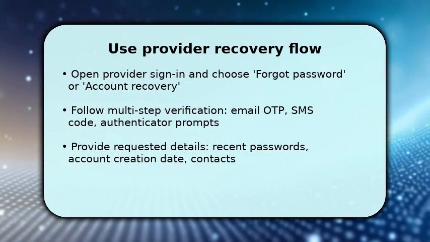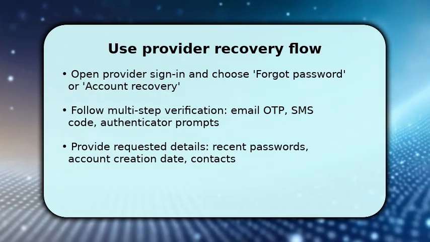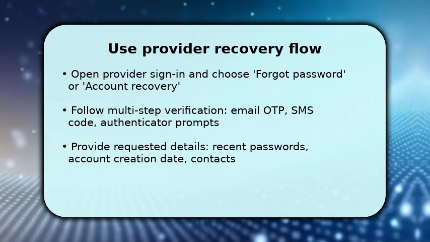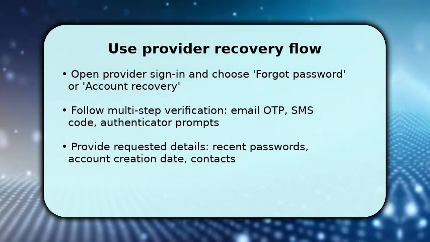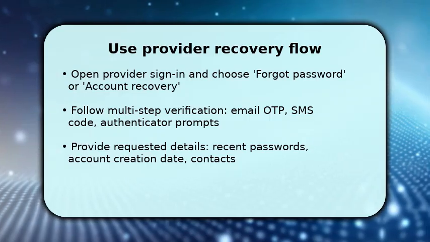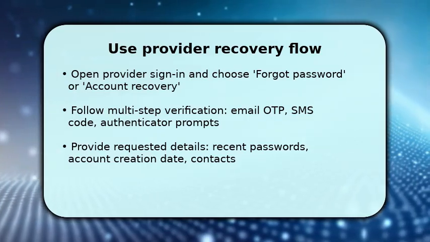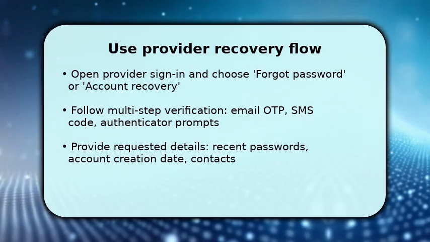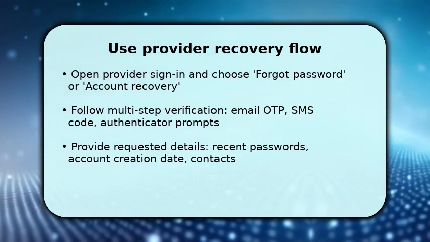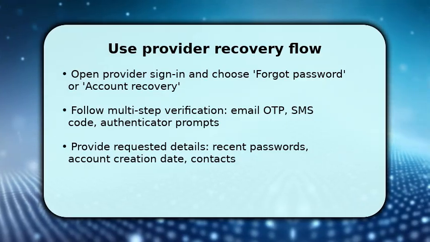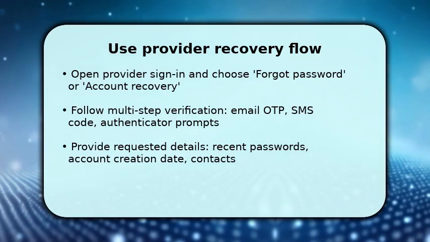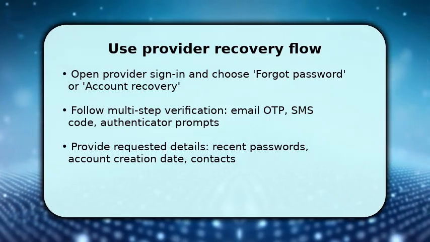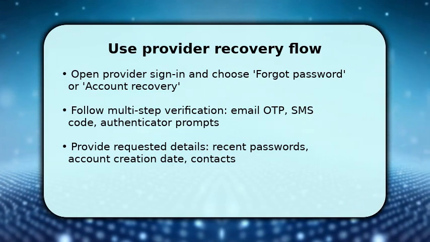Next, follow the email provider's recovery flow step by step. Enter the address, choose Forgot Password, and use the offered verification methods: a code to your recovery email or phone, or an authenticator app prompt. If asked, supply recent passwords, approximate account creation date, and recovery contacts. These details help automated systems confirm ownership. Be patient and accurate. Multiple failed attempts can lock you temporarily. If a logged-in device exists, use it to confirm identity and skip some verification steps.